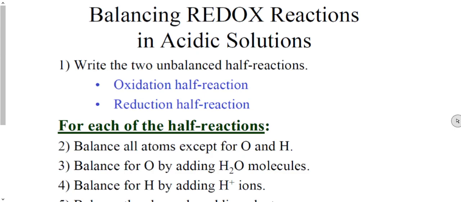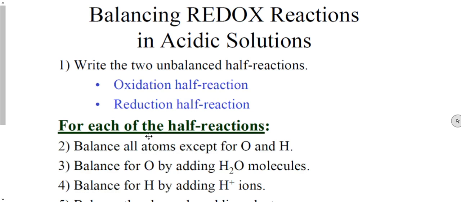In your notes, you have this set of steps for balancing if the solution is acidic. It's pretty much the same if it's basic. We just have an extra step at the end. We'll get to that in a moment. But whenever we are going to balance a redox reaction in acid or base solution, we start by dividing the reaction into the oxidation and the reduction half reactions.